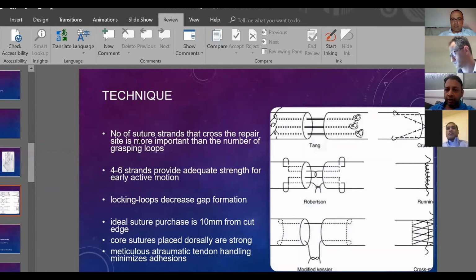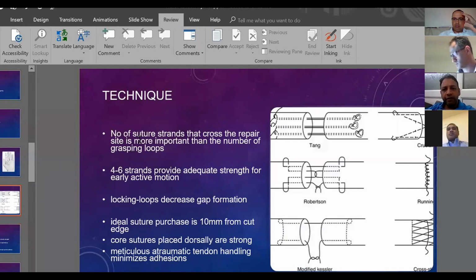So there are a lot of different techniques described by different authors. It depends how you are trained. But a modified Kessler technique is the most common technique which is used, where there are core sutures you have to go, and then there is an epitendinous repair.